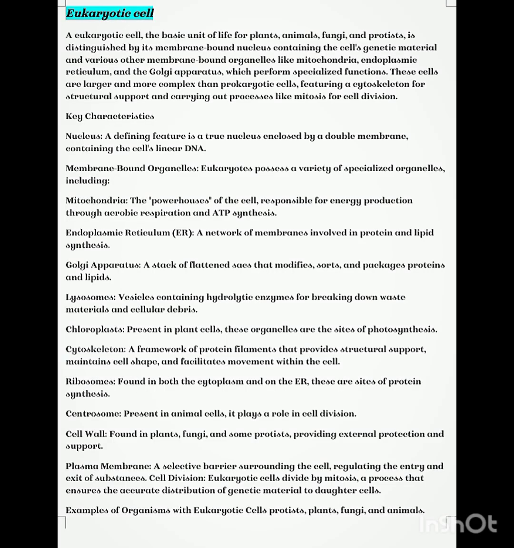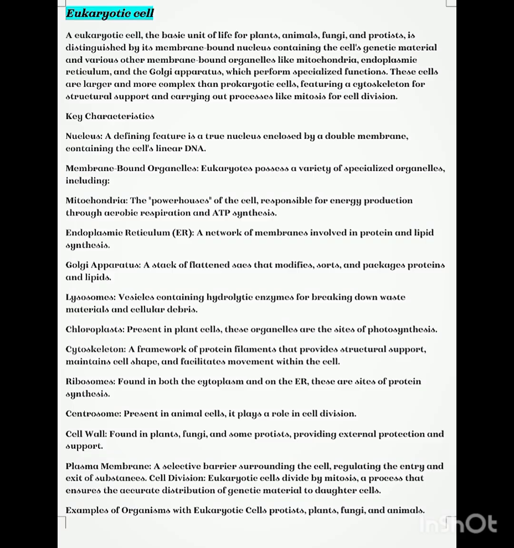Eukaryotic cell. A eukaryotic cell, the basic unit of life for plants, animals, fungi, and protists, is distinguished by its membrane-bound nucleus, containing the cell's genetic material and various other membrane-bound organelles like mitochondria, endoplasmic reticulum, and the Golgi apparatus, which perform specialized functions. These cells are larger and more complex than prokaryotic cells, featuring a cytoskeleton for structural support and carrying out processes like mitosis for cell division.